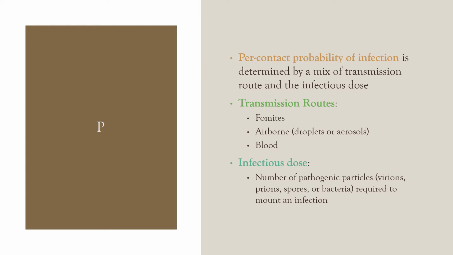And then the infectious dose is the number of pathogenic particles, which could be virions, prions, spores, or bacteria, that are required to mount an infection. Just having one single virus in your system doesn't necessarily mean that you're going to have an infection. You sort of need to have a certain amount of infectious agent inside of you before an infection will mount. And a lot of that is by chance alone, but it's determined by the relationship between the agent and the body.